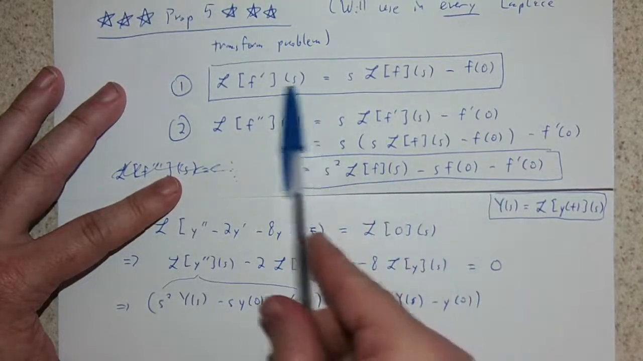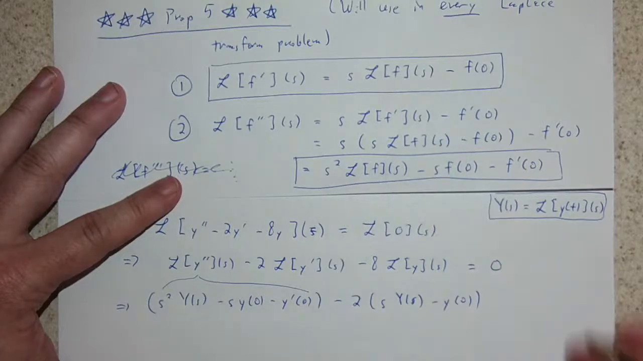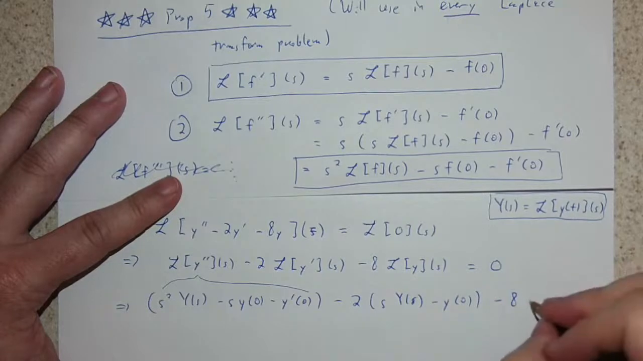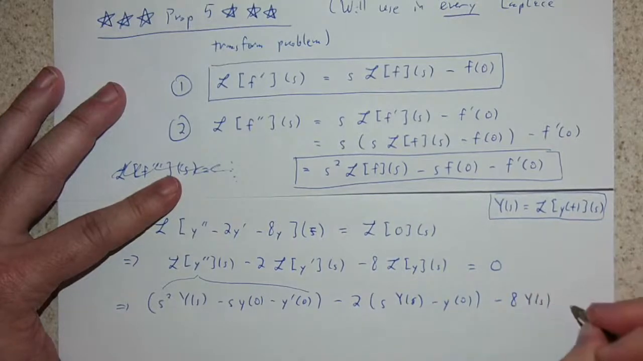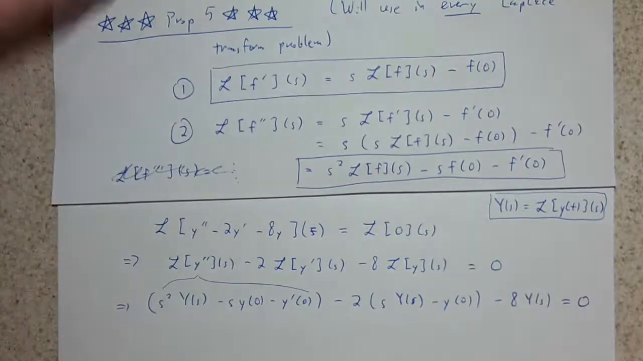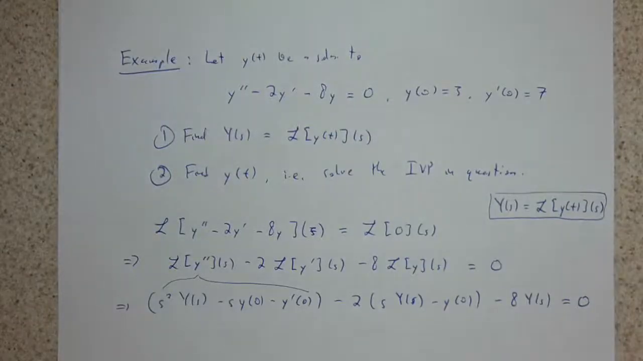So that's what I get from this. Here, this would be minus 8 times the Laplace transform of little y, which is big Y. So this is 8 times big Y of s, and that is equal to 0. So there's an example of how we use this fact that we know how the Laplace transform transforms derivatives.